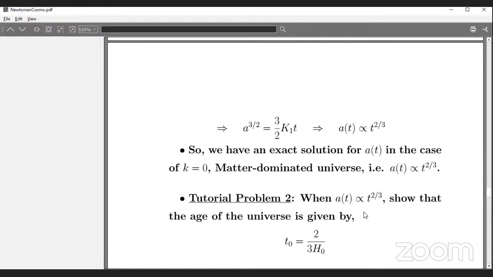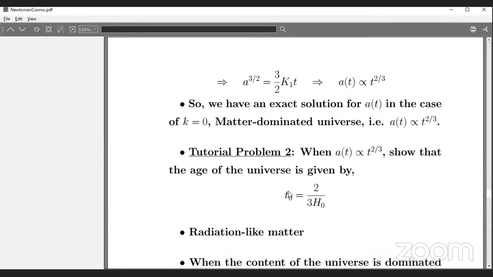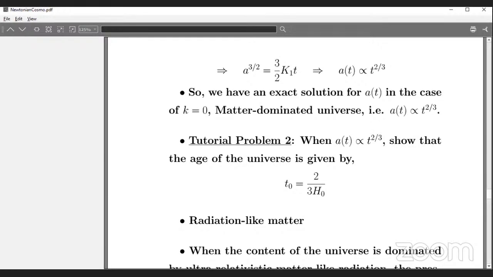So tutorial problem 2 asks you to show that when the scale factor goes as t raised to power 2/3, then today the age of the universe t naught is equal to 2 divided by 3 times the Hubble constant today. This is a very important result, because from this result, by measuring the Hubble constant, you can infer the age of the universe today. So please do this tutorial problem. It's a very trivial problem, but nevertheless, do it so that you get a hang of how you can apply the concepts we are learning.